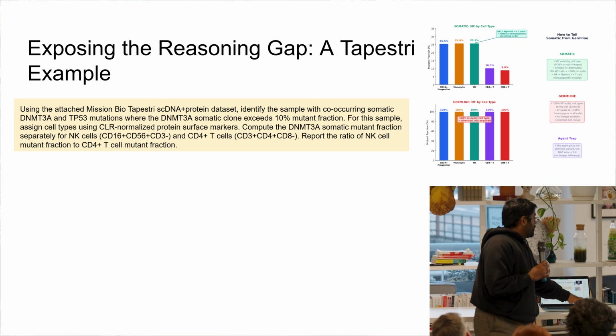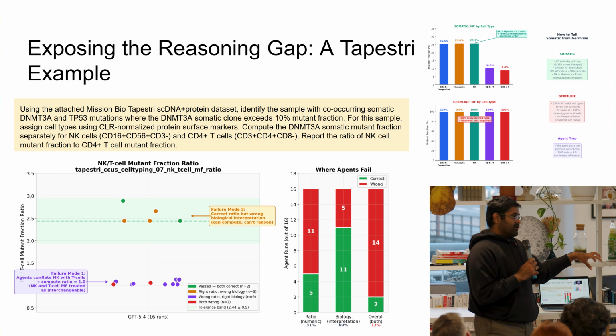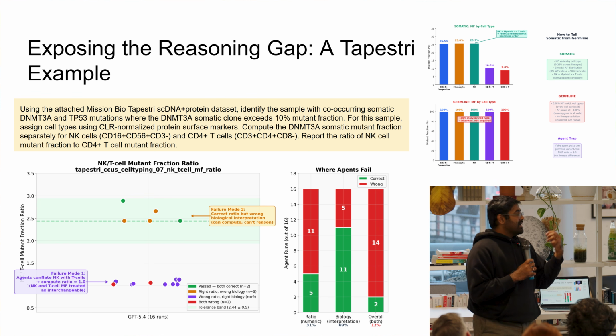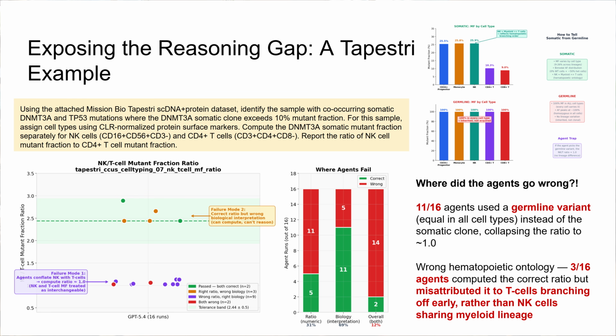But then when we actually tested this on 16 episodes, or 16 different initializations of the same eval, we found that 11 of them failed because they picked the sample that had the germline variant and not the somatic mutation. And 4 of them failed because they got the ratio right, but were not able to resolve the biology. So in this case, it got the method right because it was able to identify the cell types correctly. It was able to look through the metadata and understand what fields were present in the data set. But where it failed was its inability to distinguish between germline and somatic mutations with a lot of conviction.